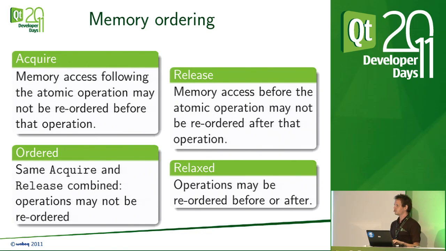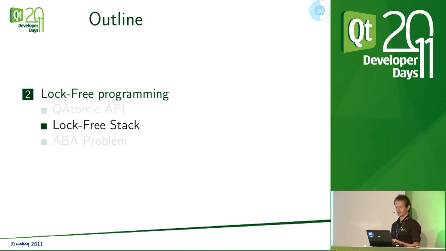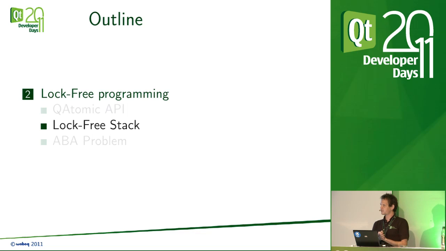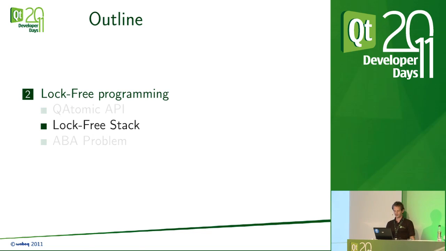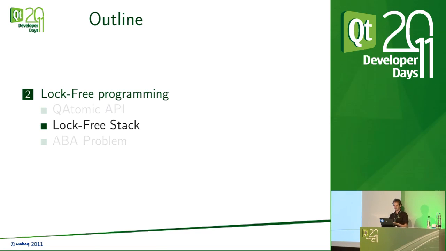Is there any question on this API? QAtomicInt also has some convenience API, which are ref and deref, which is basically plus plus or minus minus. So let's start to use this API in the lock-free stacks.